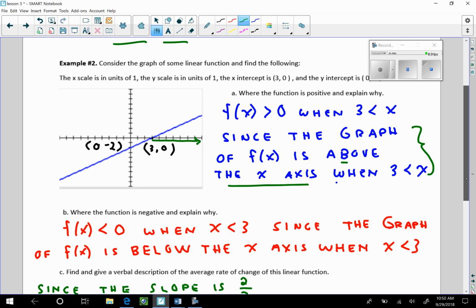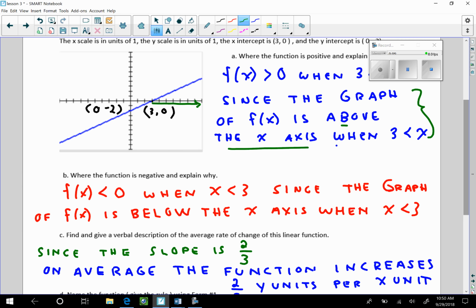The second part asks us to find where the function is negative, and explain why. Well, this function is negative, or we say f of x is less than 0, when x is less than 3. Here's the reason why: the graph of f of x is below the x-axis when x is less than 3. It seems very straightforward, and you know what, ladies and gentlemen? It is straightforward.